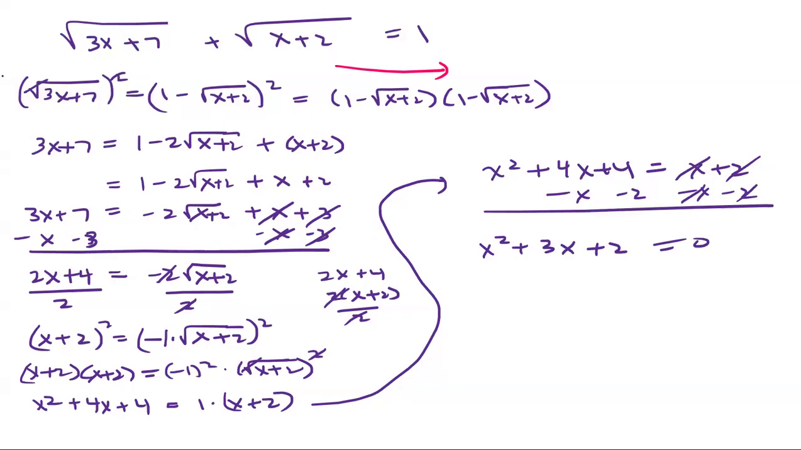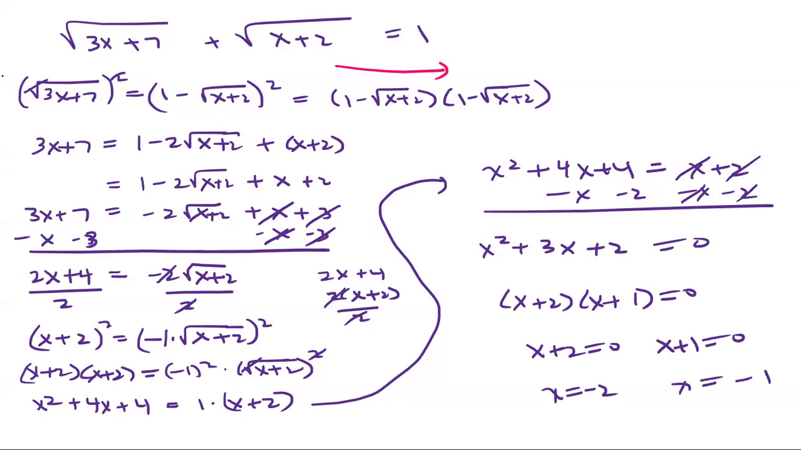Okay, now I can factor. My factors are going to be x plus 2 and x plus 1 equals 0. Then set them both equal to 0. All right, and that gives us x equals -2 and x equals -1. And it looks like -1 is not going to work, so our only answer will be -2.